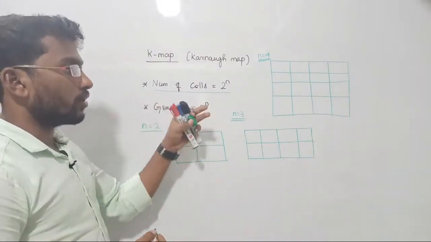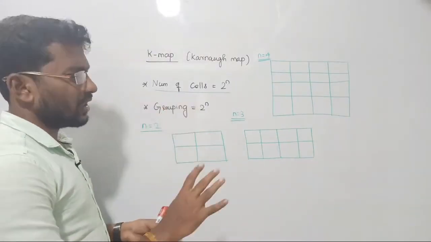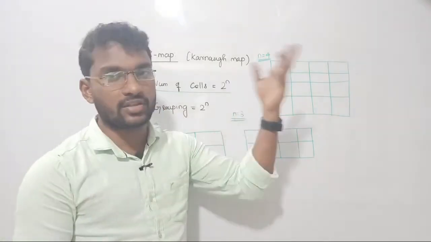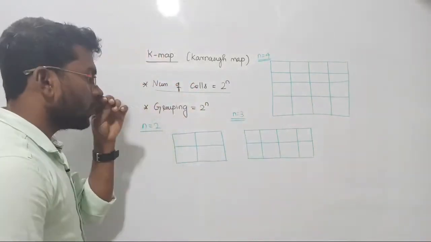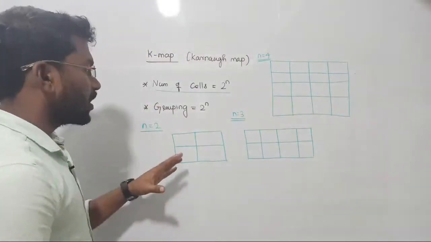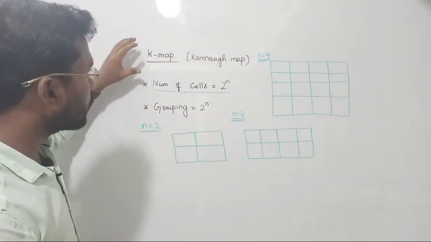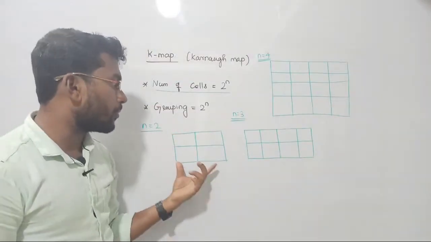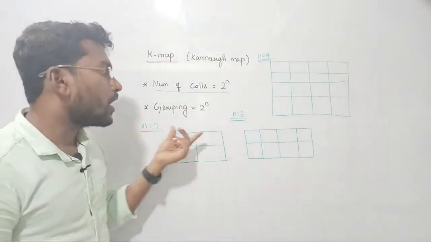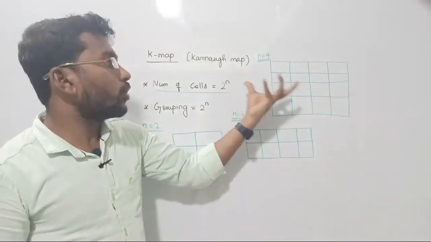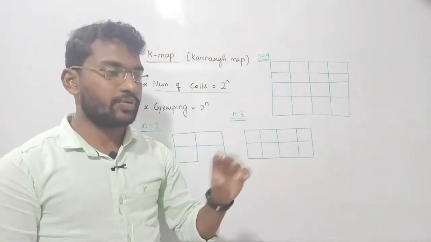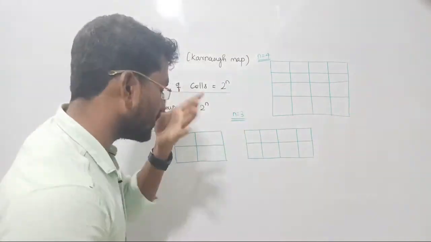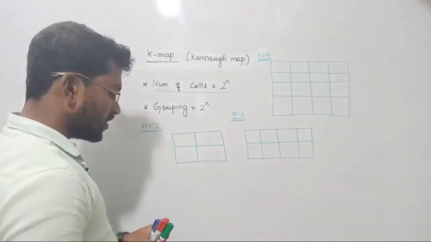If I consider n equal to 5, then 32 cells are there, but in our syllabus you won't face questions with 5 or 6 variables at all. It will be restricted up to 4 only. So let's continue our journey. In K-map, we are going to design a 2 Boolean variable K-map, a 3 Boolean variable K-map, or a 4 Boolean variable K-map. So we are restricting to this. If you want to understand more, you can try it on a rough sheet, but that is not required for me. Let's continue.